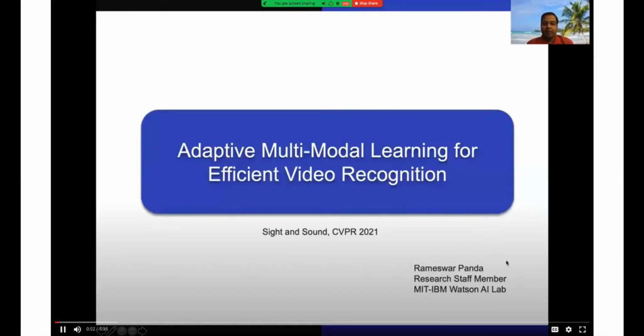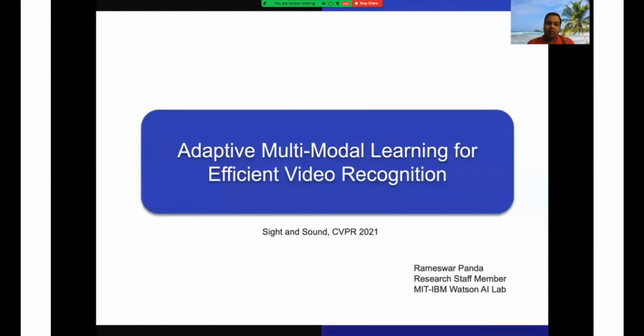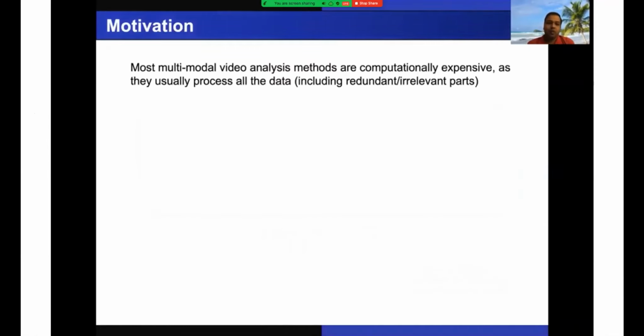Hi, I'm Rameswar Panda. I'm a research staff member at MIT-IBM Watson AI Lab. I'm going to present our recent work on adaptive multimodal learning for efficient video recognition. Most multimodal video analysis methods are computationally expensive, as they usually process all the data, including redundant and irrelevant parts.